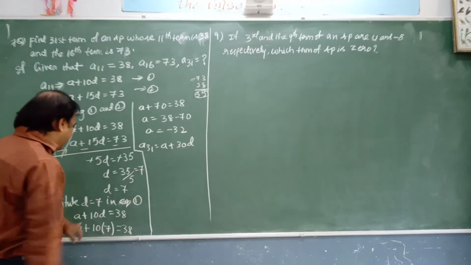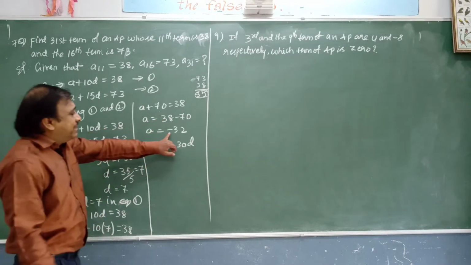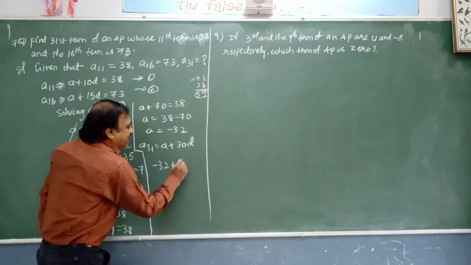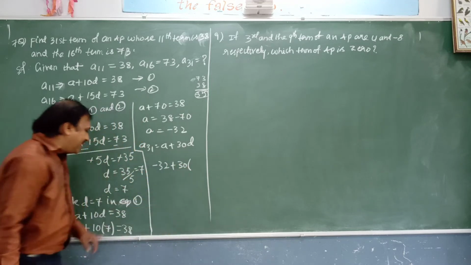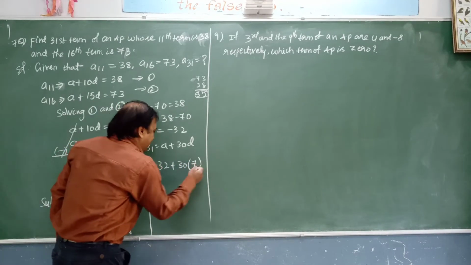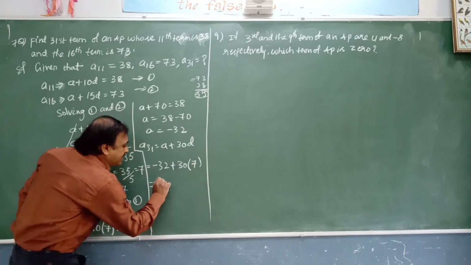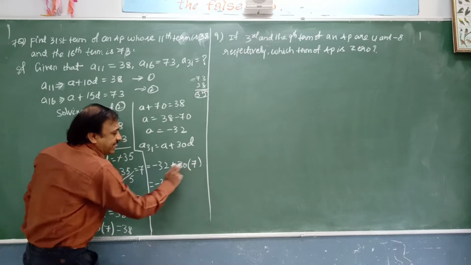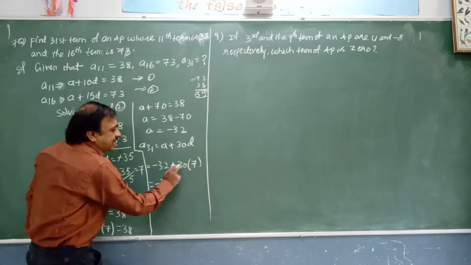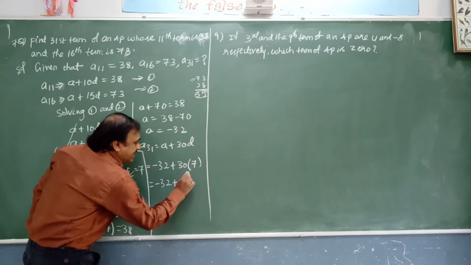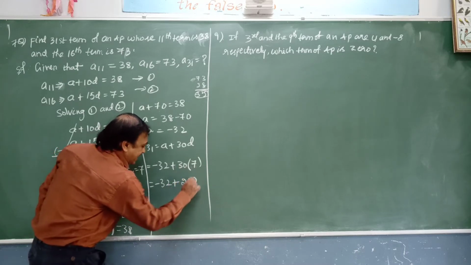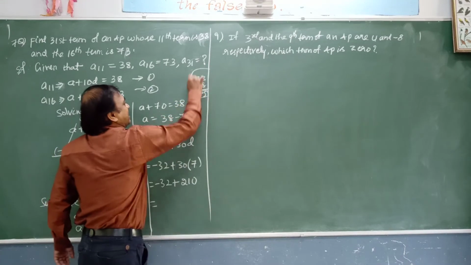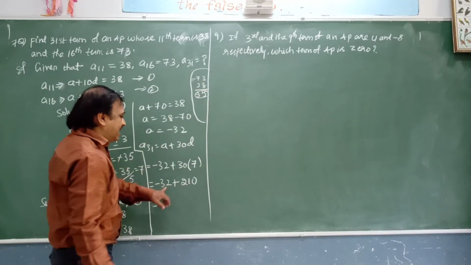What is the value of A? The value of A we obtained is minus 32. So minus 32 plus 30D. 30 into the D value, which is 7. So minus 32 plus 30 into 7. 30 into 7, that is 7 3s are 21, 210. And this is minus 32 and this is 210.